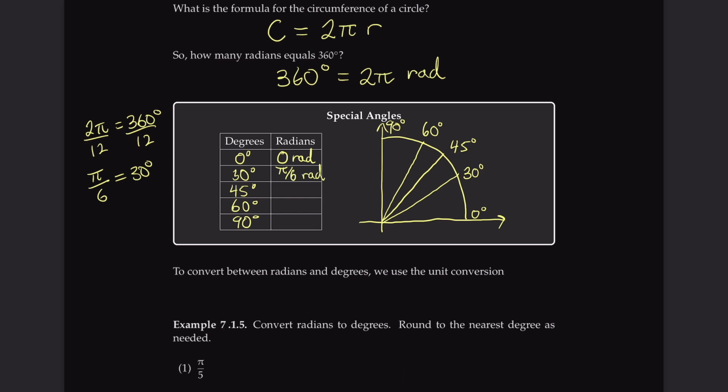Similarly, if you want to get 45 degrees, then you need to divide 360 degrees by, well, what would we divide that by? We're going to take it and we want to get 45.